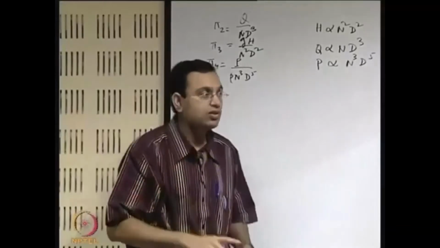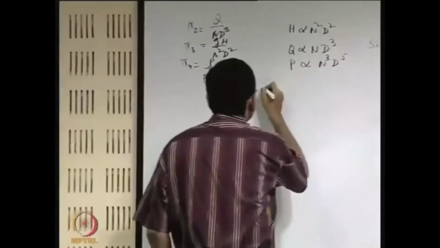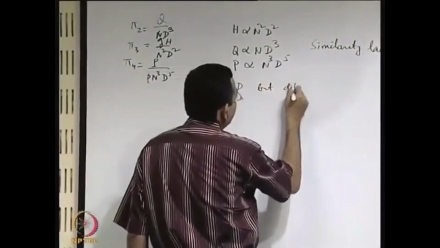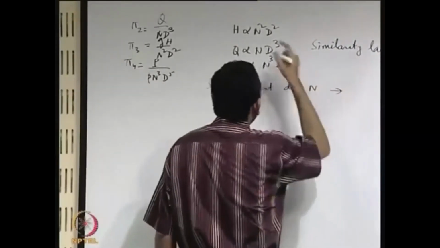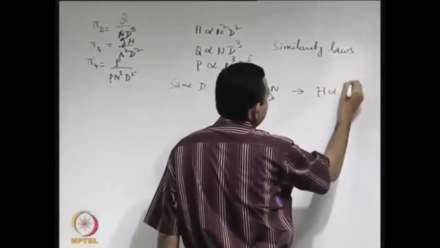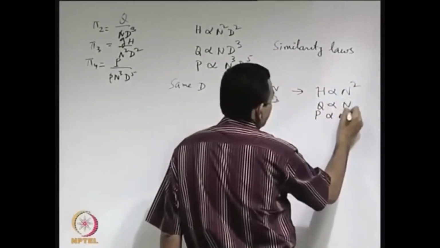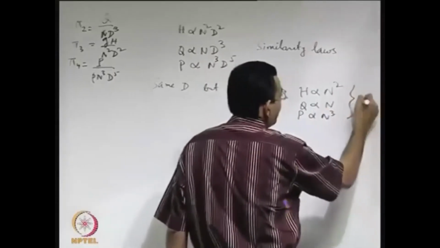So, then if you have the same D but different N, then H varies as N square, Q varies as N and P varies as N cube. These are known as the affinity laws.